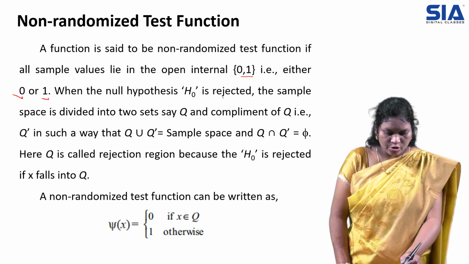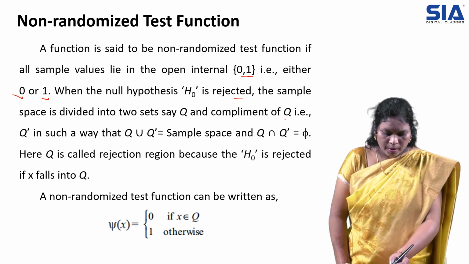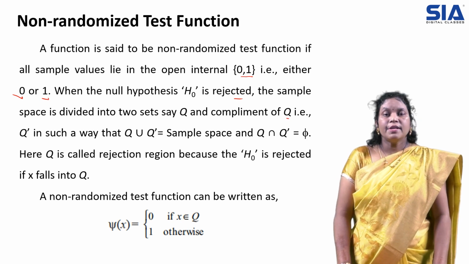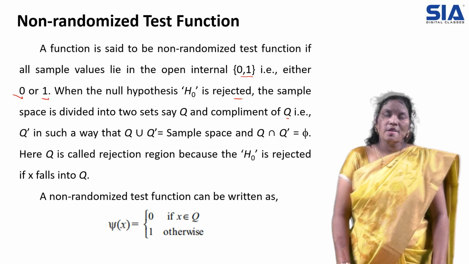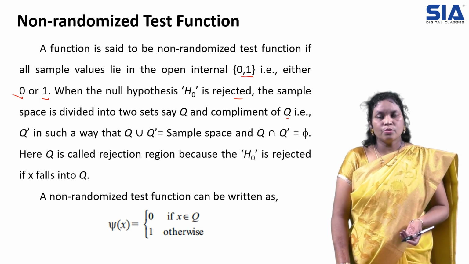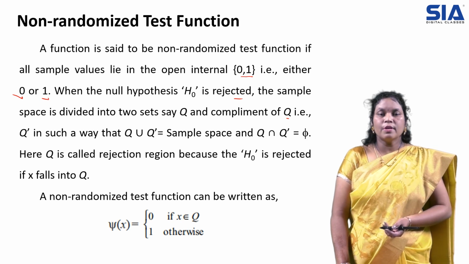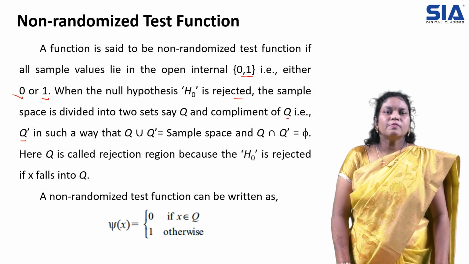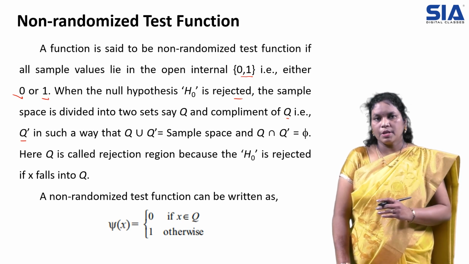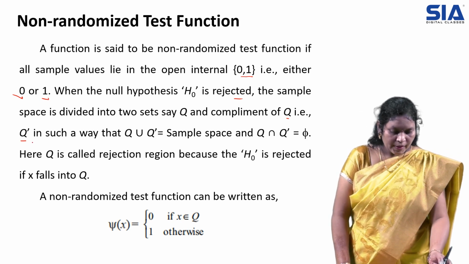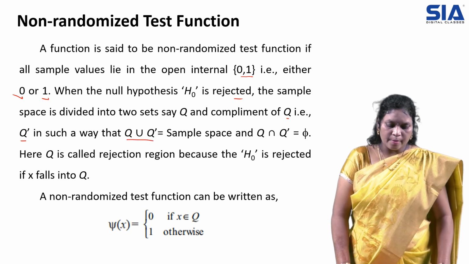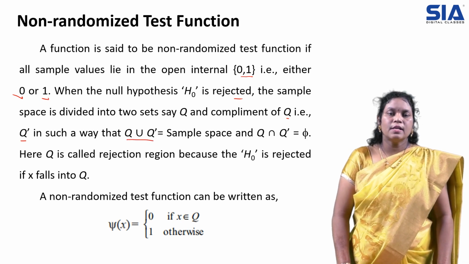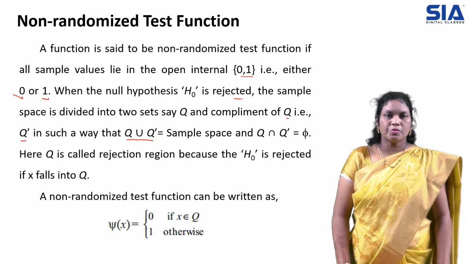So when the null hypothesis H0 is rejected, the sample space is divided into two sets, say Q and the complement of Q. So here we'll consider some Q and divide it into two again. One for H0 is rejected, that is Q. If it is accepted, the complement of Q, that is Q dash, also we will write, right? So Q dash is the complement. So two types are represented here. Rejecting is Q, accepting is Q dash, the complement of Q, in such a way that Q union Q dash is the sample space.